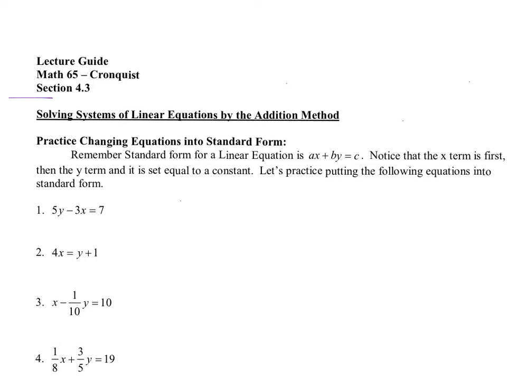Okay, there we go. So 5y minus... this is in standard form. Notice that the x term is first, then the y term. That's the problem. Okay, so standard form, we've got to flip so that x is first. That's all it is. Now remember, when it's a subtraction, that makes it a negative when we move it up front. Okay, on this next one, we've got to subtract the y to the other side. So we end up with 4x minus y equals 1.